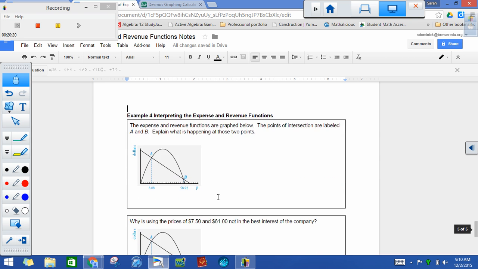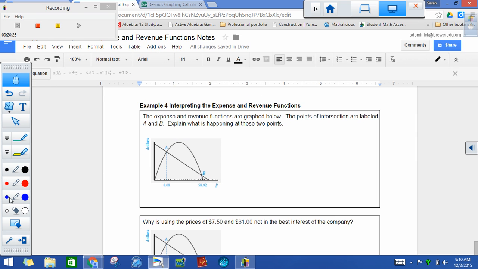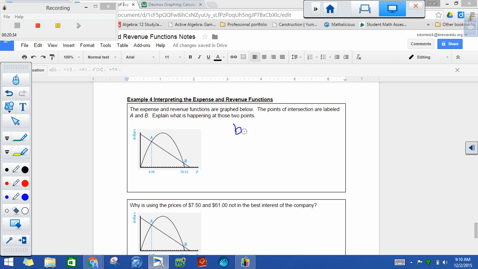Alright, so the next one, they just want you to interpret the graph. Sorry, I want to make sure you can see it all. I just want to know what's happening at A and at B. For A and B, they're both break-even points. Your break-even point is where those two things are equal. What you need to know, though, is if you're going before A, over here, your expenses, because this is your expense equation, this is your expenses, that's your revenue.